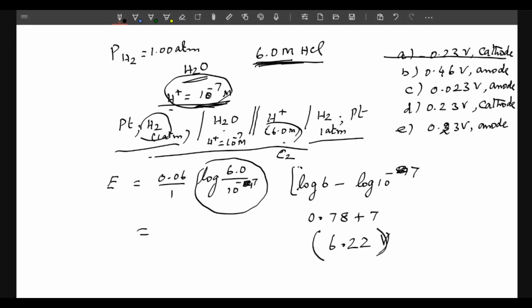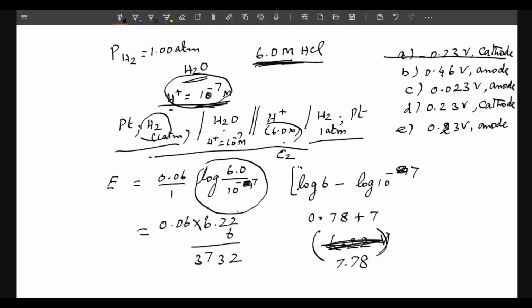6.22. Therefore, this is equal to 6.22. Multiply with... where I have placed this one. Thank you. This is plus and plus, not the difference. 7.78. Sorry, thank you very much.